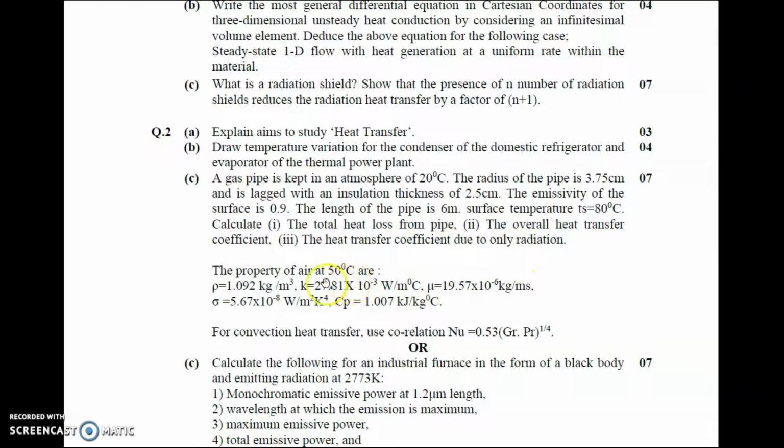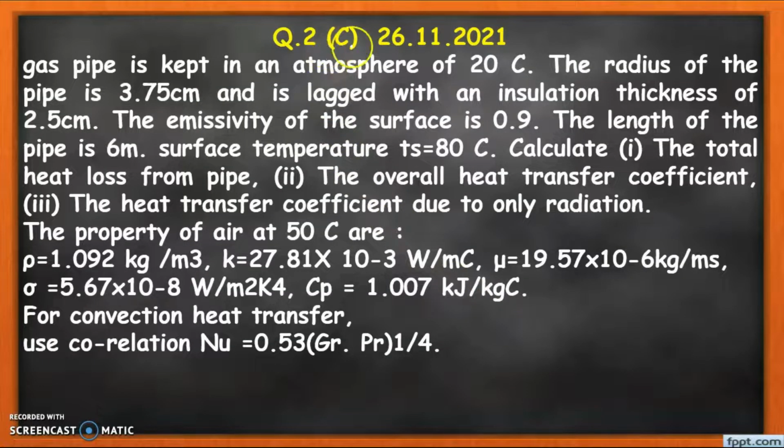The properties of air at 50 degrees centigrade are given. For the convection heat transfer, use the correlation Nusselt number equals 0.53 times Grashof into Prandtl to the power 1 by 4. So let's start with this numerical. The same data we take from the GTU question paper. Students, first we understand the geometry given over here.